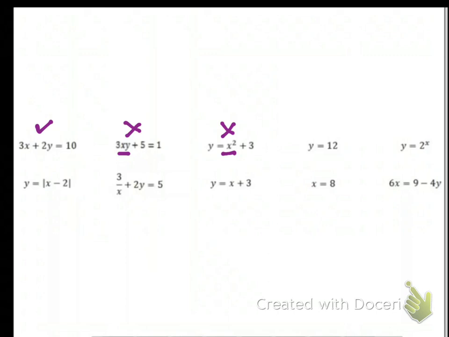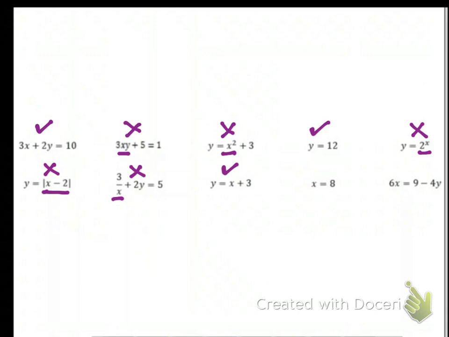Y equals 12, we already talked about, that is a linear function. It would make a horizontal line. In this last one on the top row, we see x as the exponent, and that is not allowed to happen when you're looking at a linear function. Here for this one, we see that x is inside the absolute value sign, and that is not going to give us a straight line. Here we have x as a denominator, and again, that will not work when we're trying to make a straight line. Y equals x plus 3, perfect for a line.